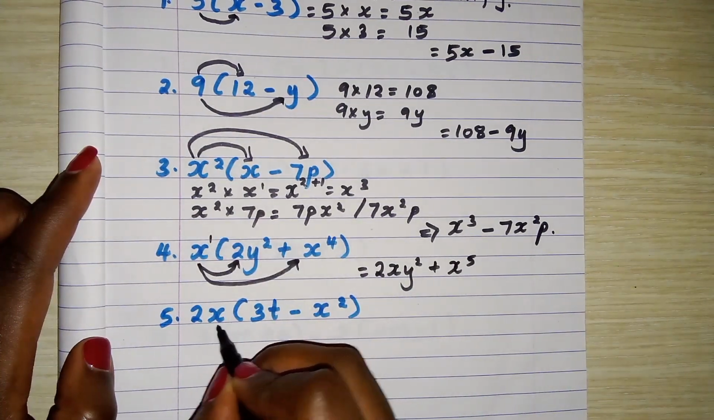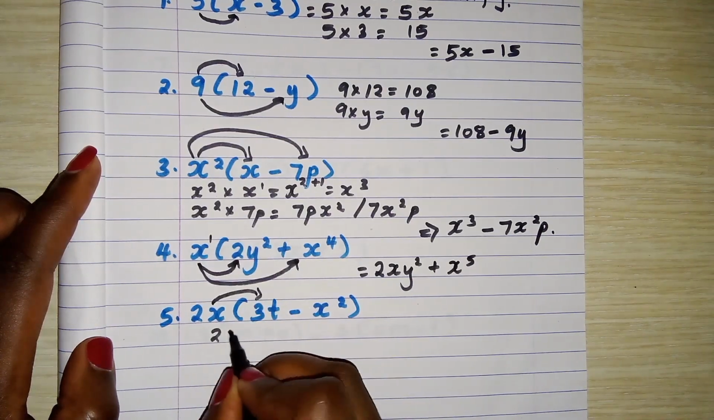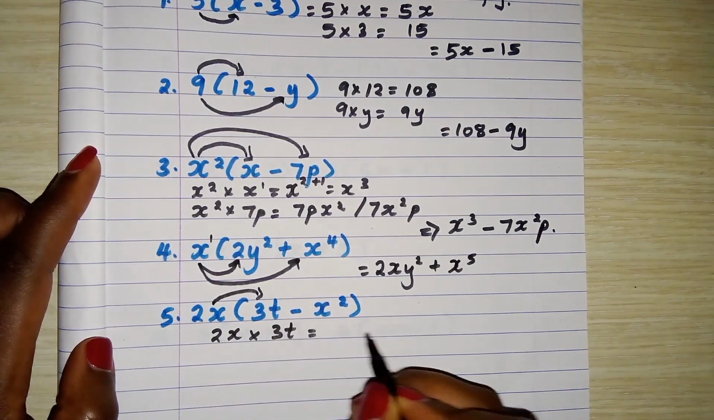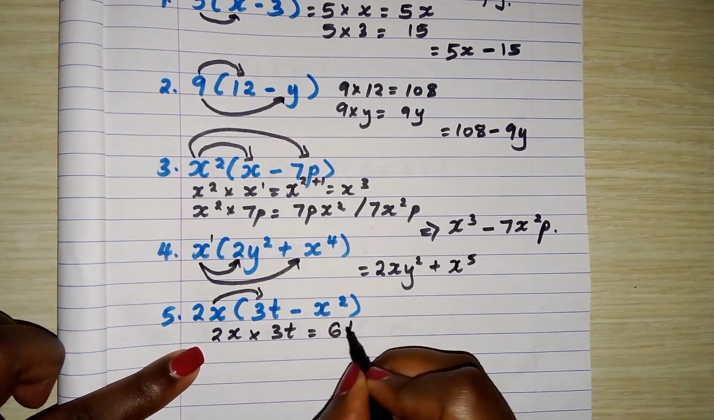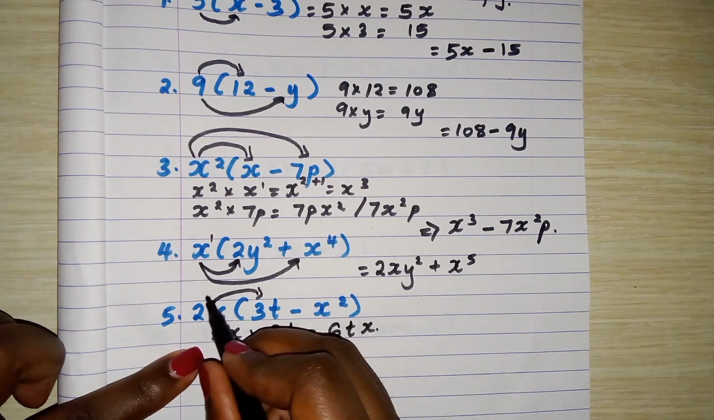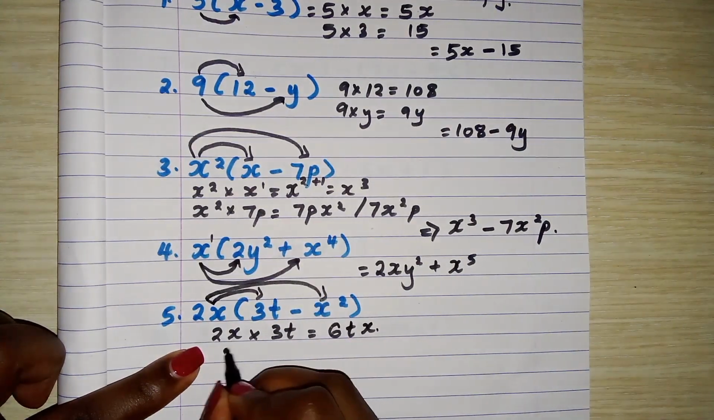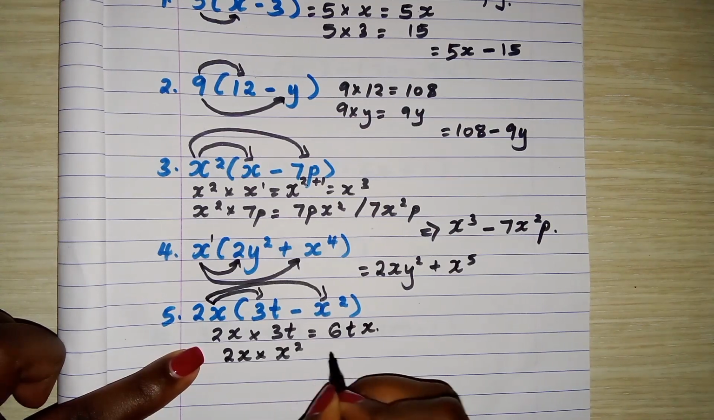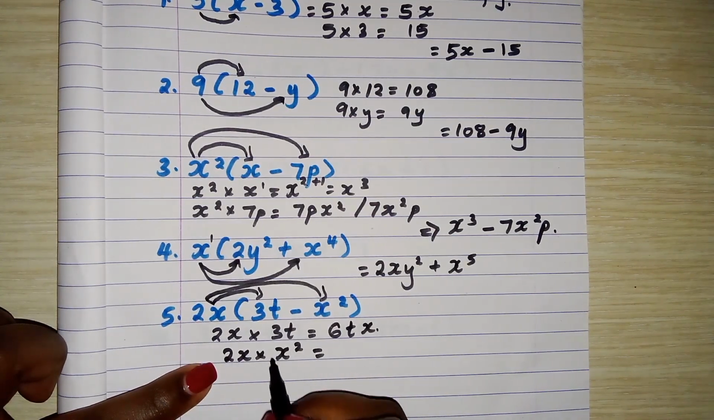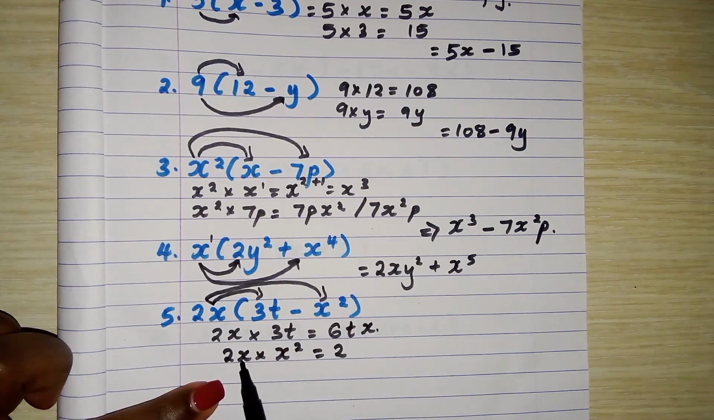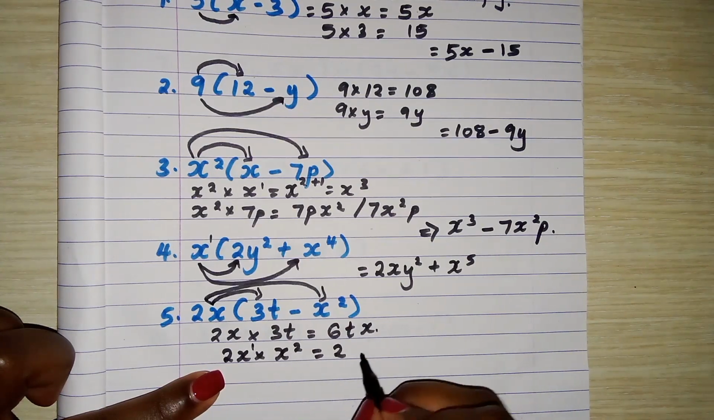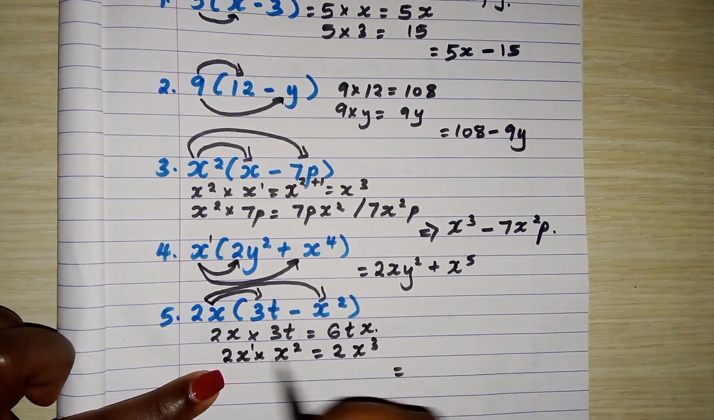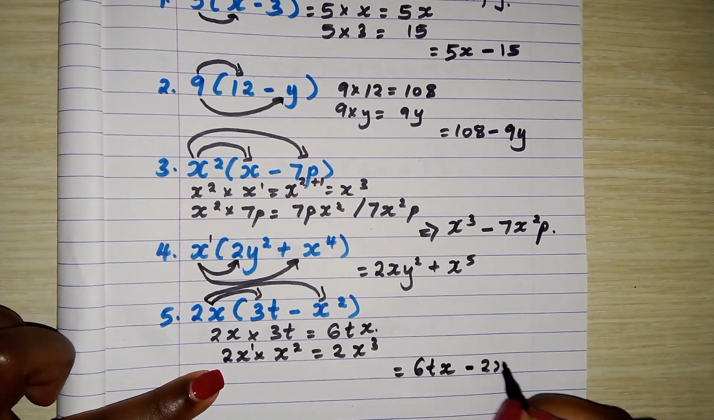Now the next one, we have 2x times 3t. So 2 times 3 is 6, and then you can put tx. And then you do 2x times x squared. 2x times x squared. So you start with the number 2 times 1 is 2. Now because they're the same base, x and x, this one is power 1, you just add 1 and 2 to give you 3. So the answer would be 6tx. The sign in between would be minus 2x cubed.